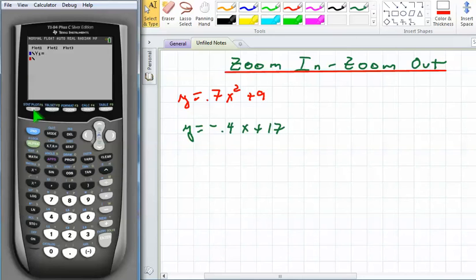So start off with 0.7 x, the squared function, the squared button is here, plus 9, enter, and then negative again. This is probably the number one mistake that people make, including me. If it's a negative number, we use this button. Subtraction, we use this. Negative 0.4 x plus 17. And then we hit graph.